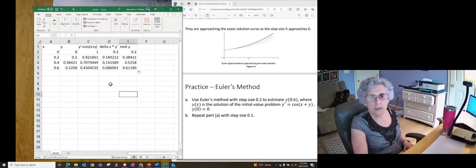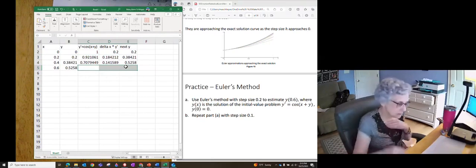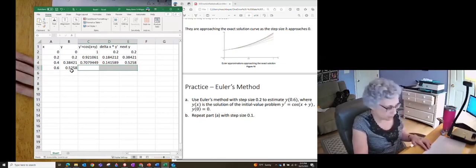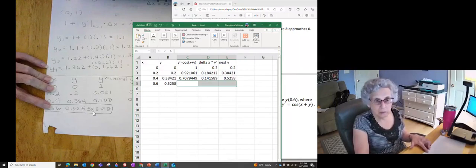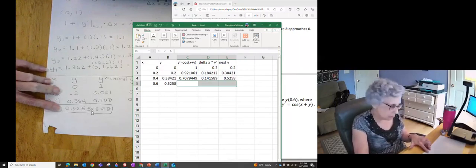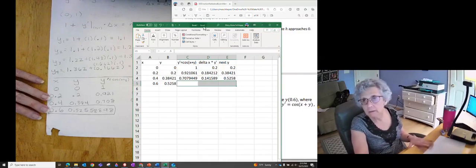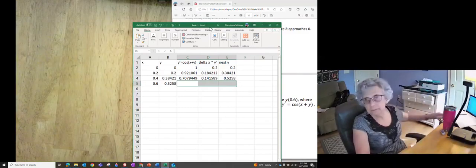I drag it all the way down, and these are unnecessary, so I delete them, and what I really have is 0.5258 and 52558. I probably wrote something down. Oh, 5258. That's exactly what I have there. So, good enough.